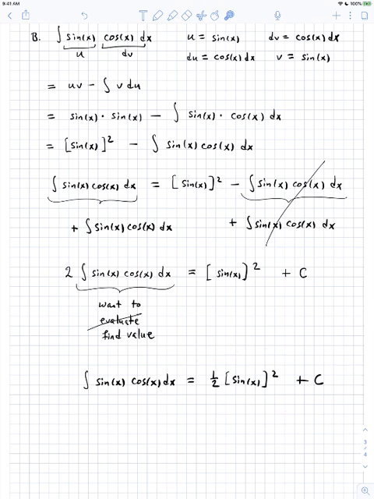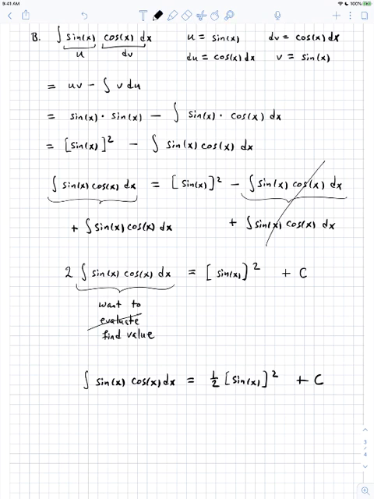Sometimes it seems to sneak up on you, like in this case. We ended up adding our integral of sine x cosine x dx to both sides. So you had 2 times the unknown quantity is equal to the square of sine x plus a constant of integration. Then you divide by that 2, you solve for the unknown, and that gives you your answer. And that's how you evaluate that problem.